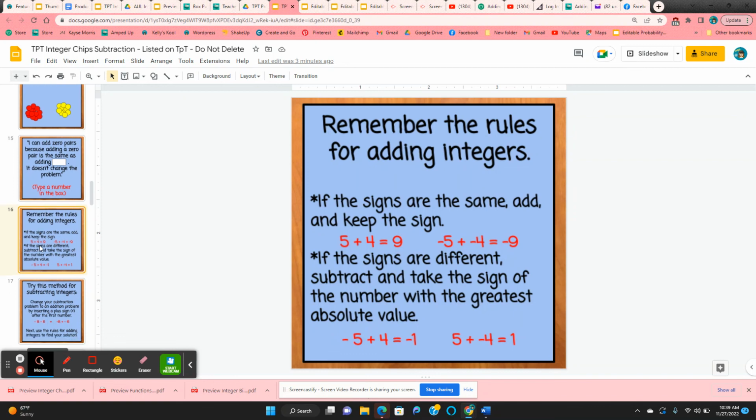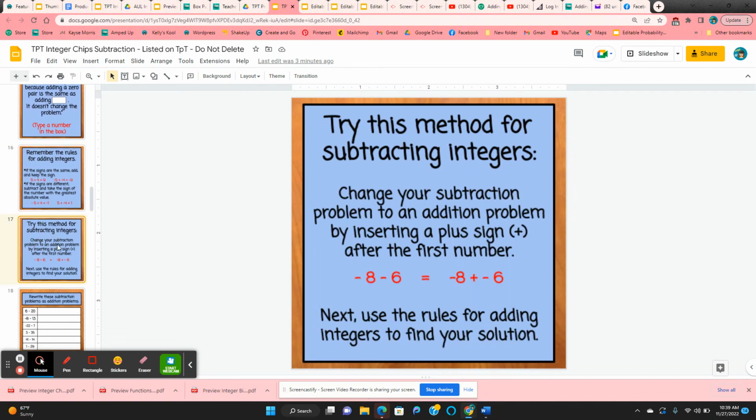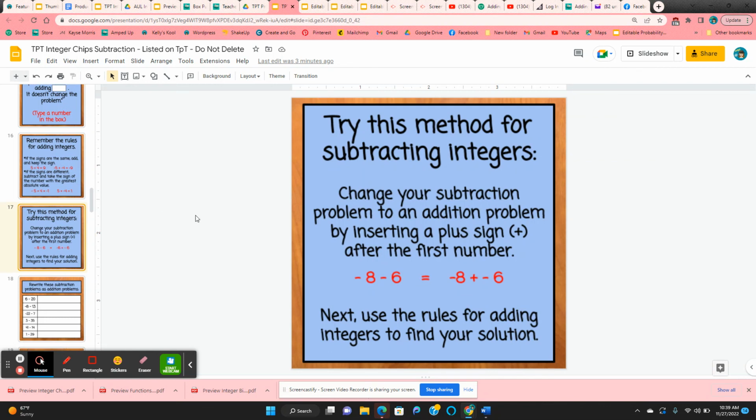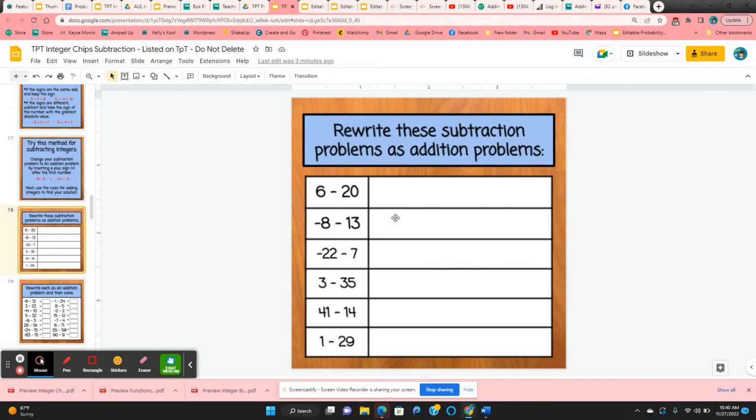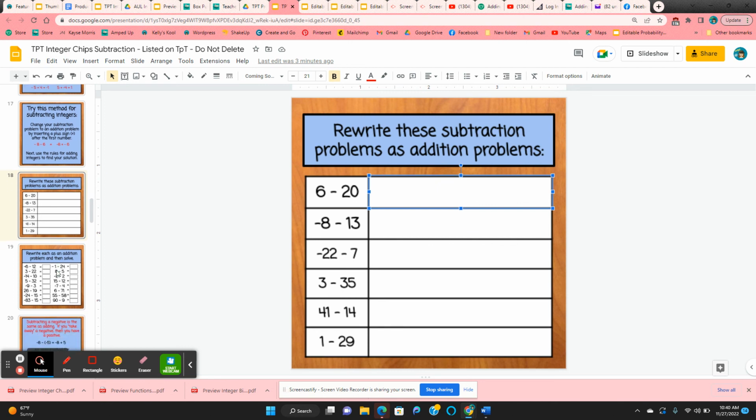Then it gives them a reminder of the rules for adding integers and another method for subtracting. Another method for subtracting integers is to change your subtraction problem to an addition problem by inserting a plus sign after the first number. I can change negative 8, negative 6 to negative 8 plus negative 6, and then I can use the rules for adding integers. It asks them here to just rewrite the problem as an addition problem. So this would be 6 plus negative 20, negative 8 plus negative 13, and so on.